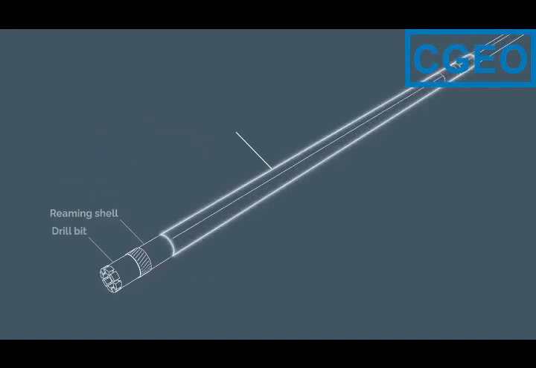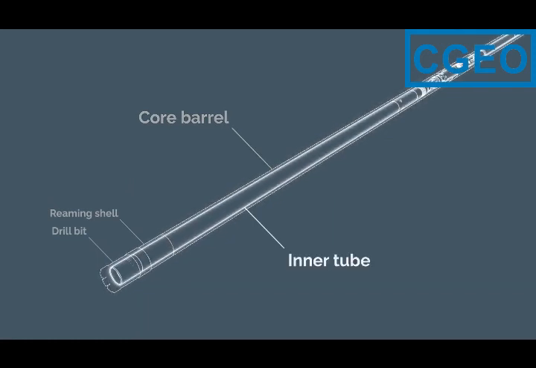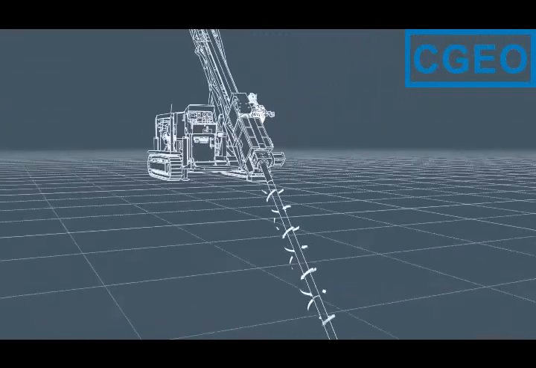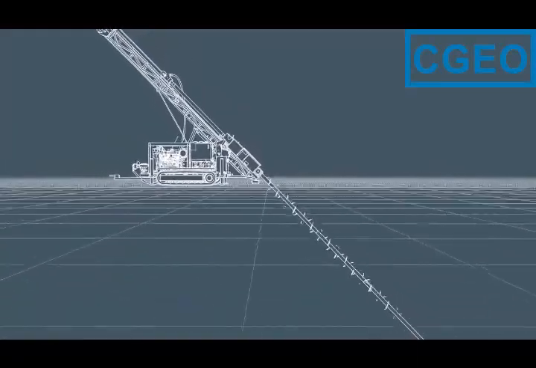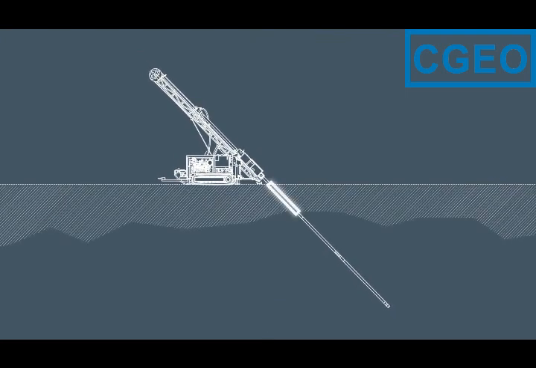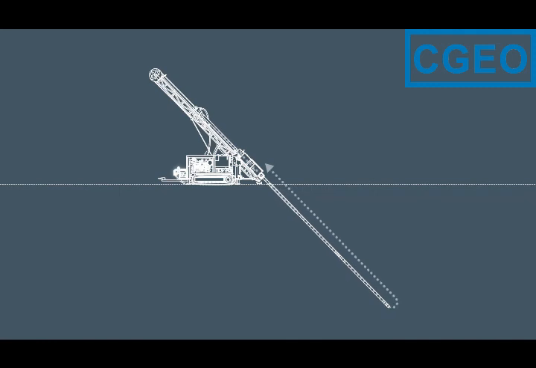The reaming shell is mounted on a core barrel, whose purpose is to collect the core sample. Inside the core barrel is a non-rotating inner tube, which stores the core sample during drilling. A number of drill rods connect the core barrel with the drill rig. Their main purpose is to transfer torque, rotation speed, feed, and lifting force from the drill rig to the drill bit. When drilling in non-stable formations, casing tubes are needed to prevent the hole from caving in. A flushing system flushes the drilling fluid through the drill string.